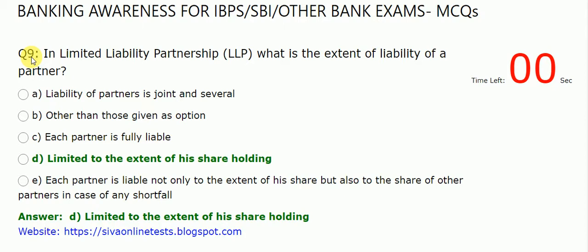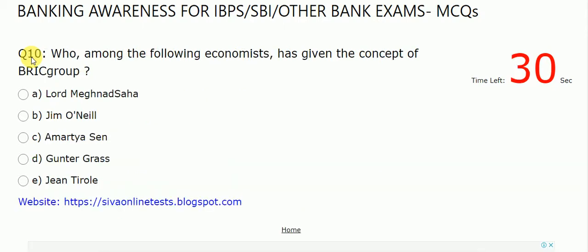Question 10. Who, among the following economists, has given the concept of BRIC? Options. A. Lord Meghnad Saha. B. Jim O'Neill. C. Amartya Sen. D. Gunter Grass. E. Jean Tirole. Answer. B. Jim O'Neill.